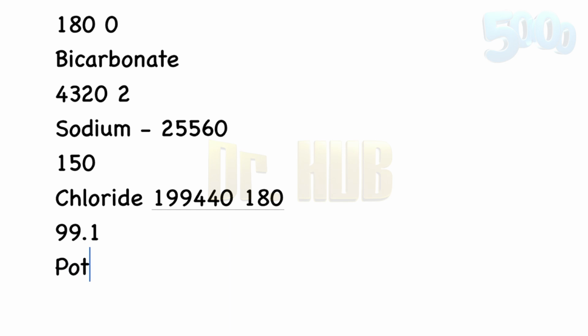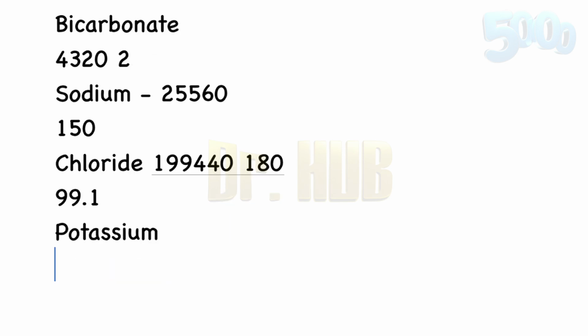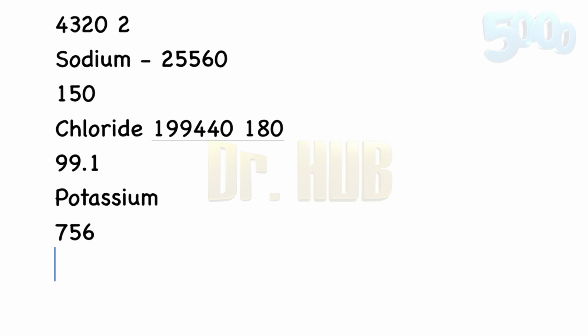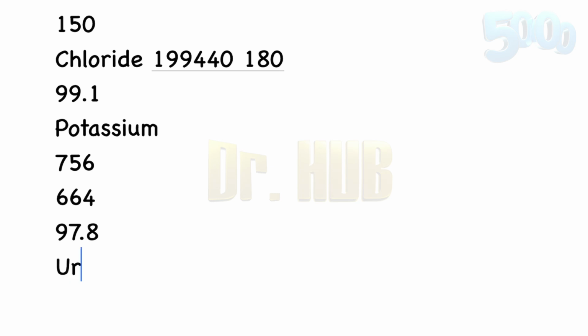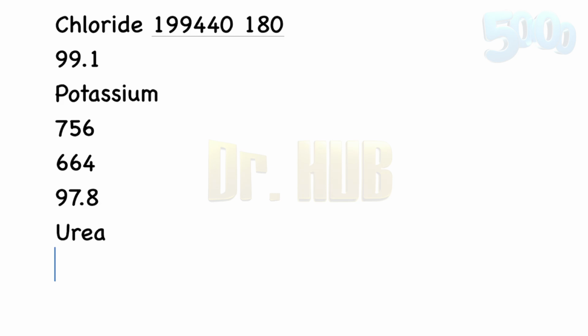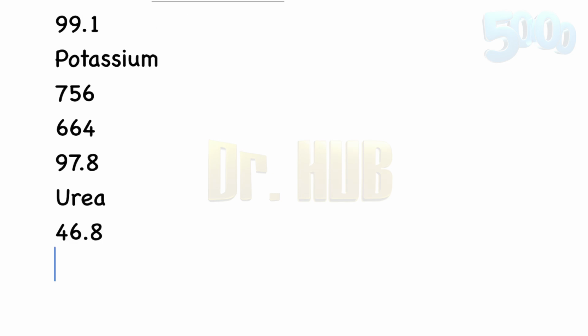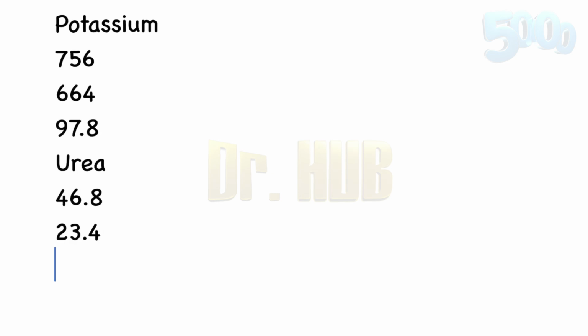Next is potassium. In the case of potassium, the amount filtered will be 756 and the amount reabsorbed will be 664. So the amount excreted will be 92. The percentage of filtered load reabsorbed will be about 87.8. Then comes urea. Urea is in grams per day and the amount filtered will be 46.8 and the amount reabsorbed is 23.4. The amount excreted will be 23.4 and the percentage of load reabsorbed will be about half, that is 50%.